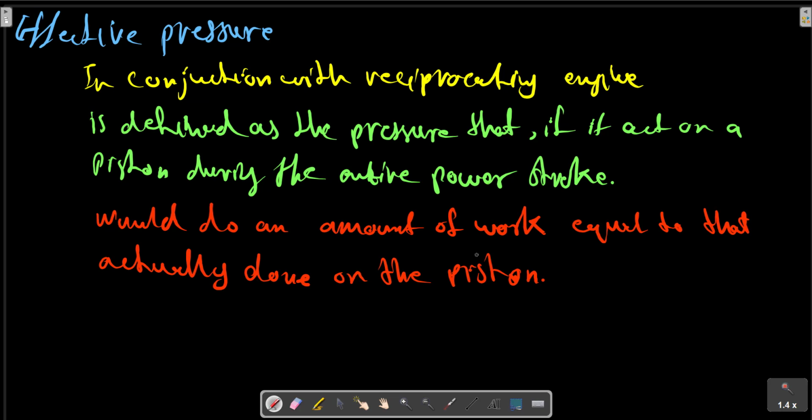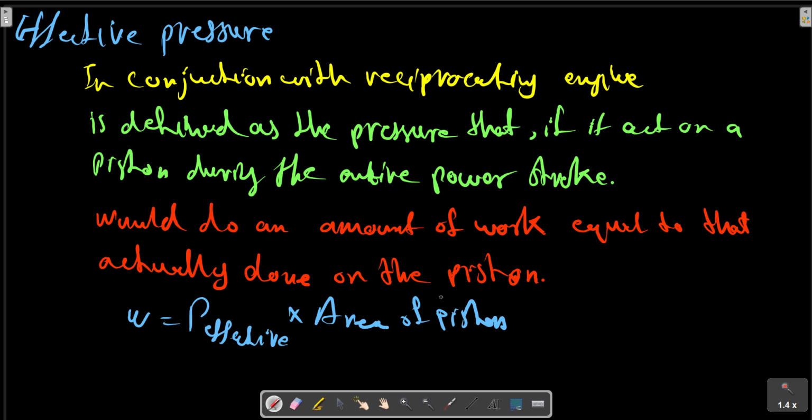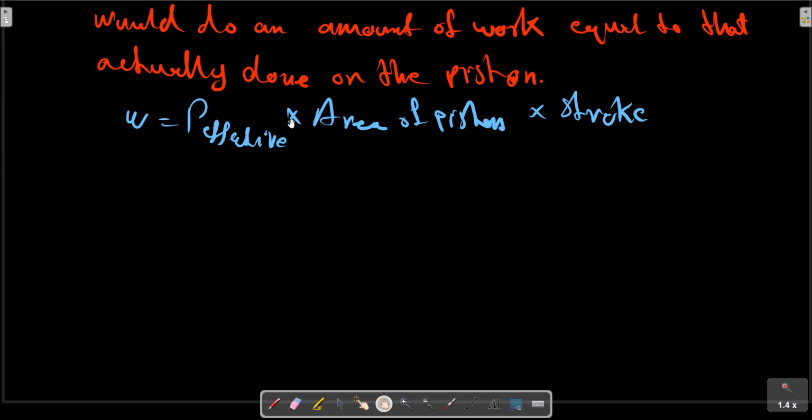The work for one cycle is found by multiplying this mean effective pressure by the area of the piston, for one cycle. The next section is the Brayton cycle.